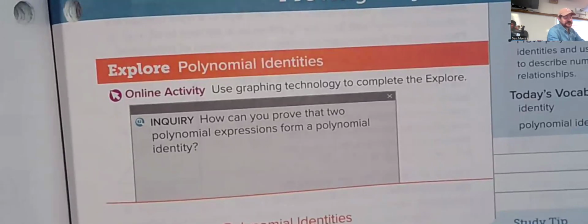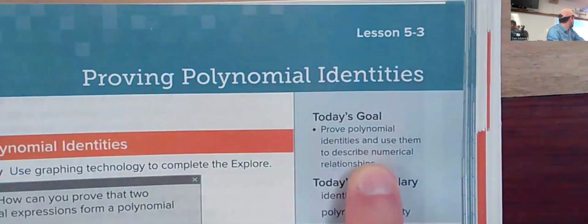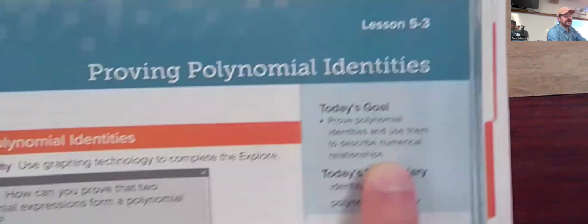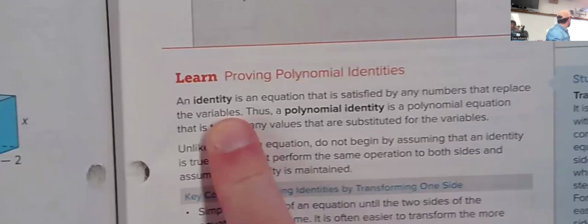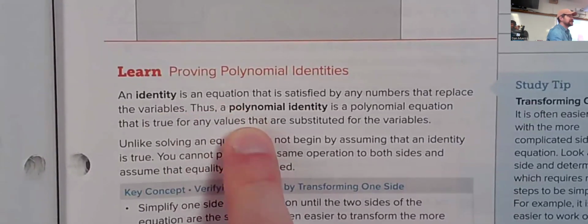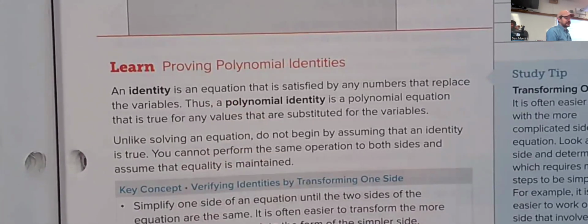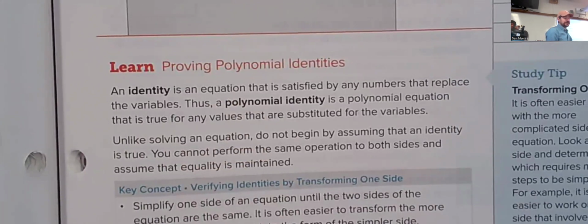So the goal for today, first of all, says to prove polynomial identities by using them to describe numerical relationships. All right. An identity is an equation that is satisfied by any numbers that replace the variables. So it's basically like a rule, right? If you have a generic rule for something, that's an identity, like y equals mx plus b, or the quadratic formula. Those would be identities.